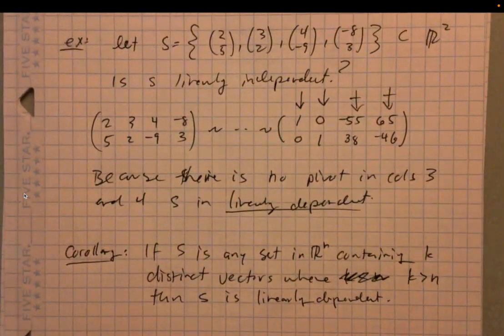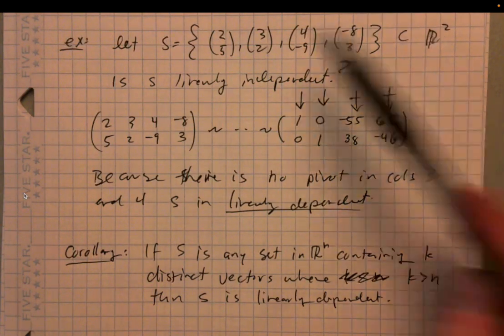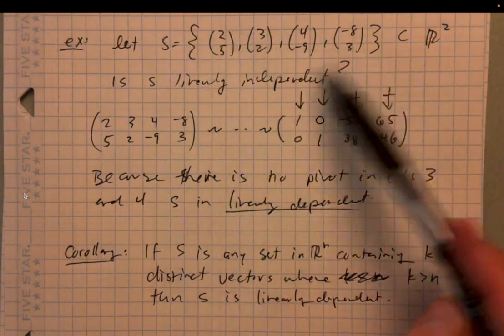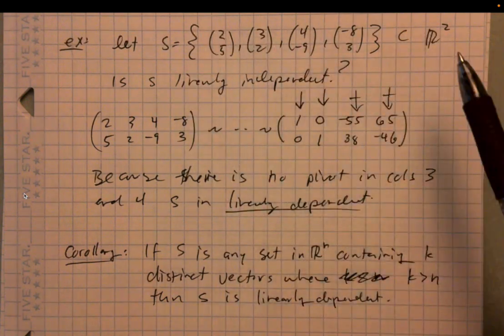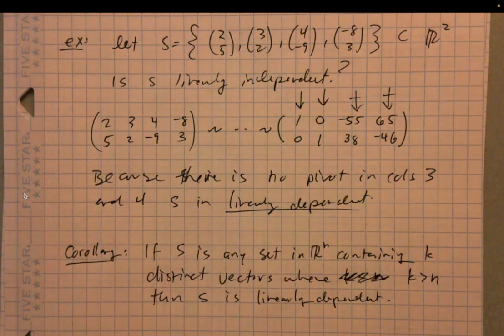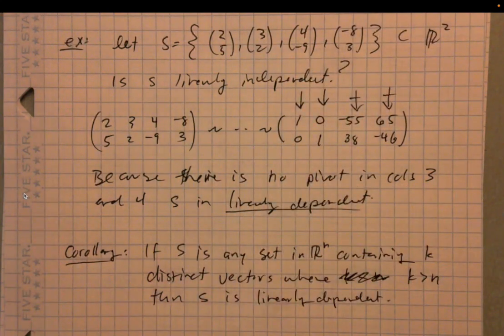So in this previous example, n was 2, k was 4. I had 4 vectors in R2. At most, 2 vectors is what's needed, 2 independent vectors. You definitely don't need 4. So at least 2 of these are linear combinations of the others. Okay, all right. So that's a nice corollary.